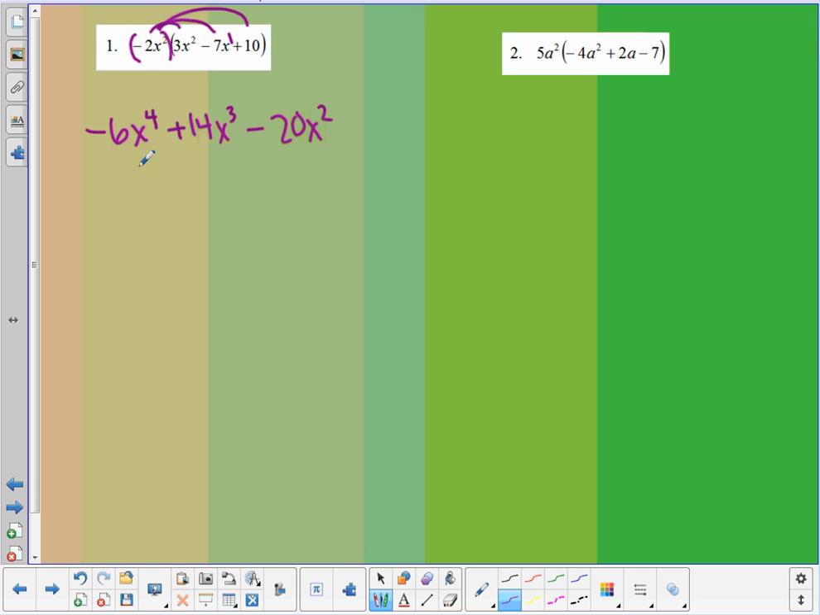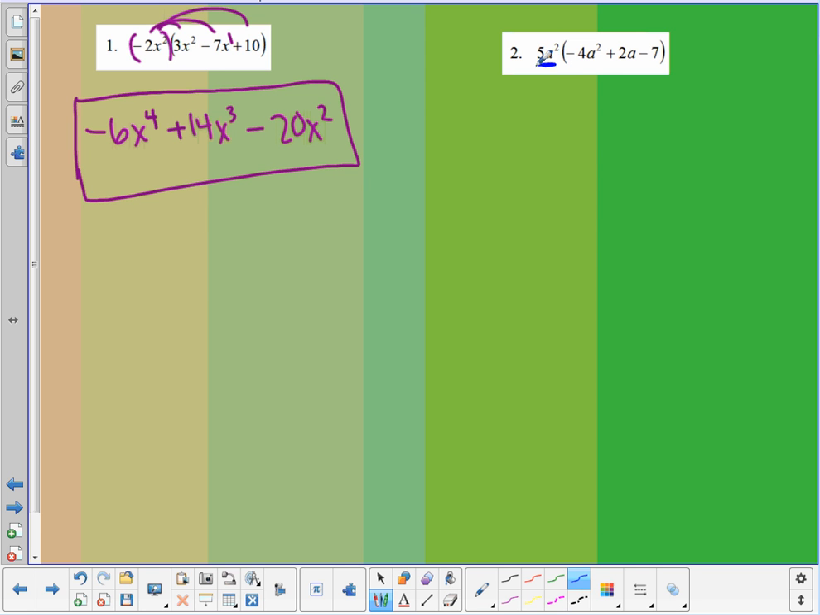I always make sure that I don't have any like terms. This is x to the fourth, that's x to the third, that's x to the second. I can't put anything together. And I always make sure that it's in standard form. Start with the largest exponent and work my way down from there. So those two things are good. That is my simplified expression. Let's take a look at number 2.